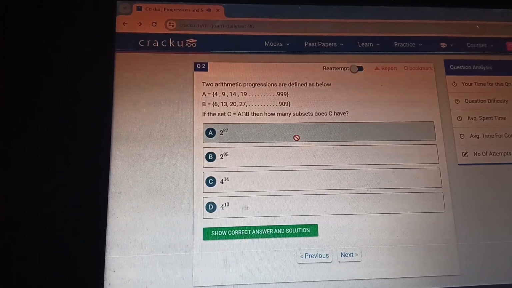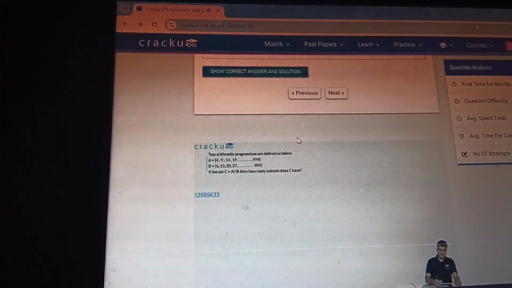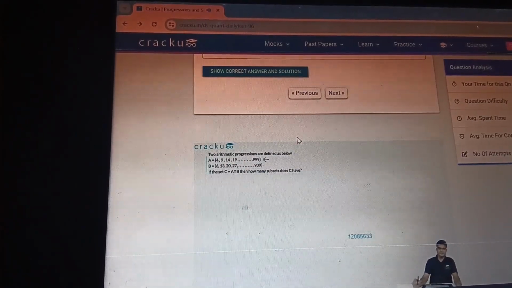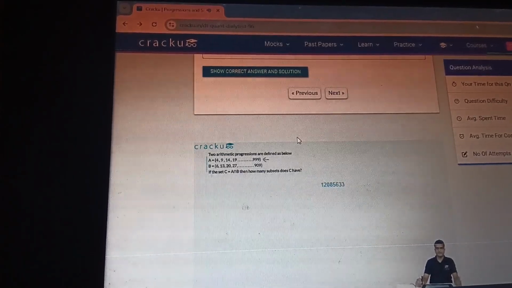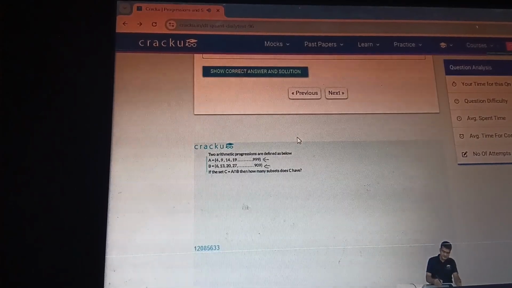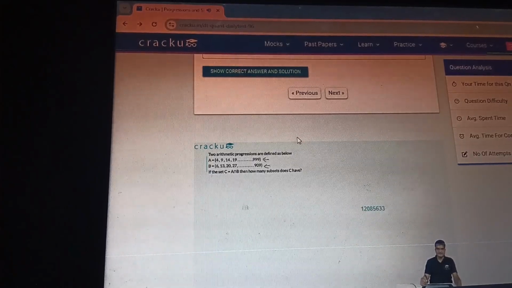By definition, we are told that there are two arithmetic progressions which are defined. There is arithmetic progression A, in which the first term is 4 and the common difference, as you can see, is 5 because it is 4, 9, 14 and so on. So the consecutive terms differ by a number 5. And there is an arithmetic progression B, in which the first term is 6 and the common difference is 7 because 13 minus 6 is 7, similarly 20 minus 13 is 7 and so on.